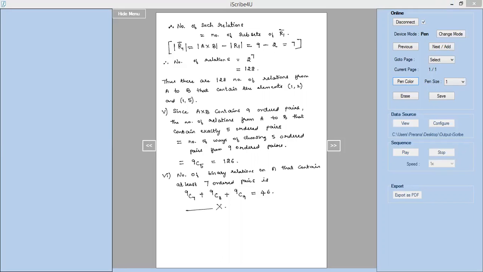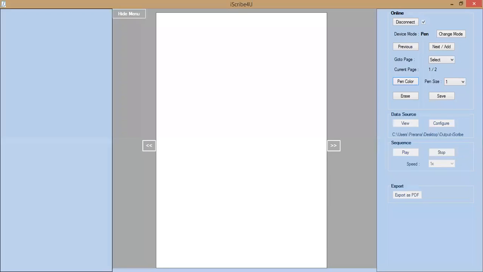So this is one of the basic problems in relations. We'll take up the next question. The next question I would like to consider is on digraphs. Second question.